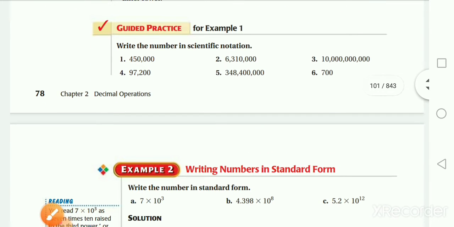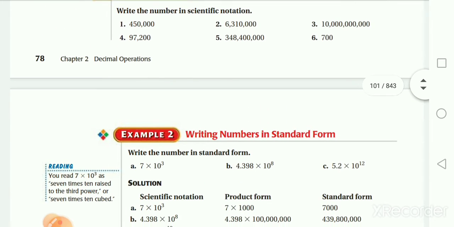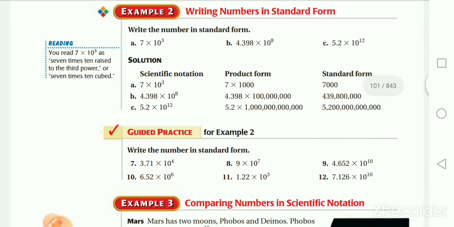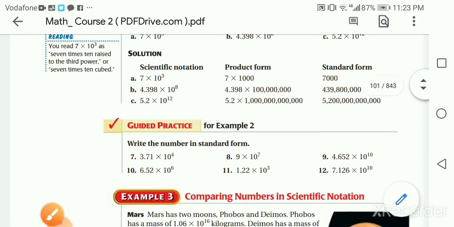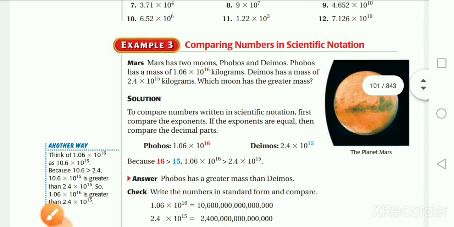Okay, write the number in scientific notation. We can do it easily now. You read 7 times 10 to the third power as 7 times 10 raised to the third power, or 7 times 10 cubed. Can you see this note? It's important also. So dear students, let's move to example 3 here.